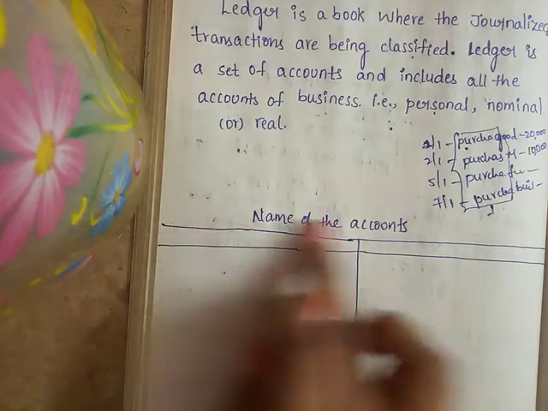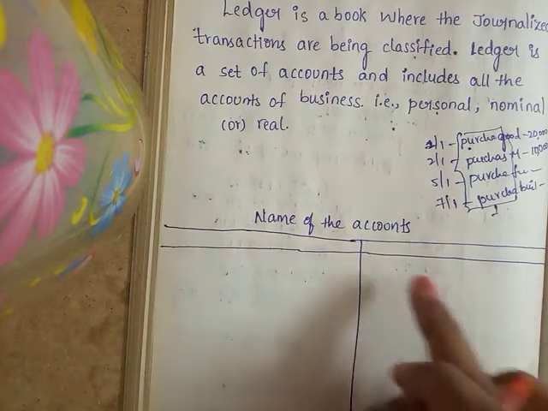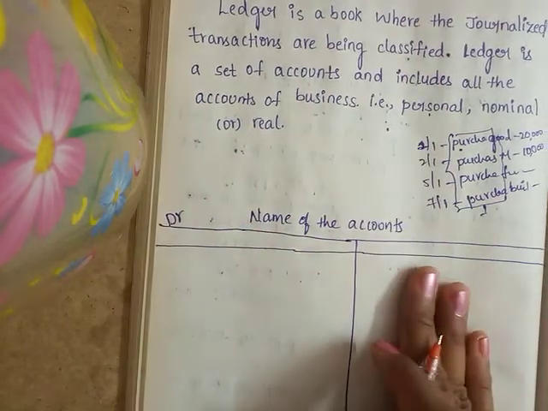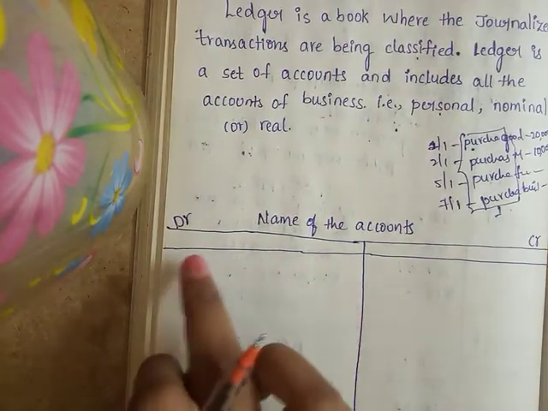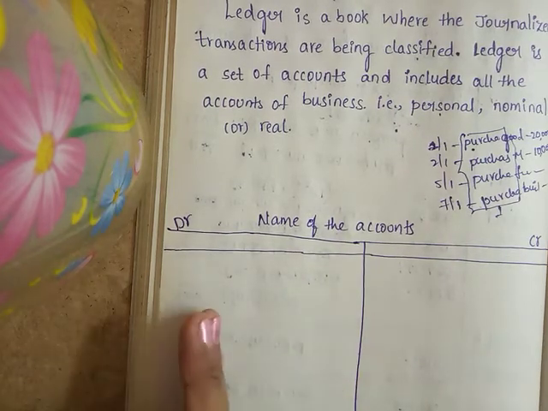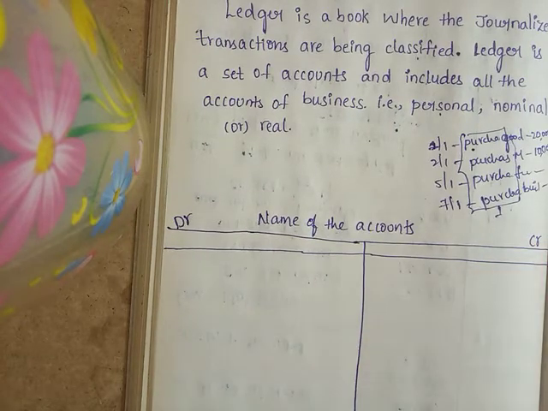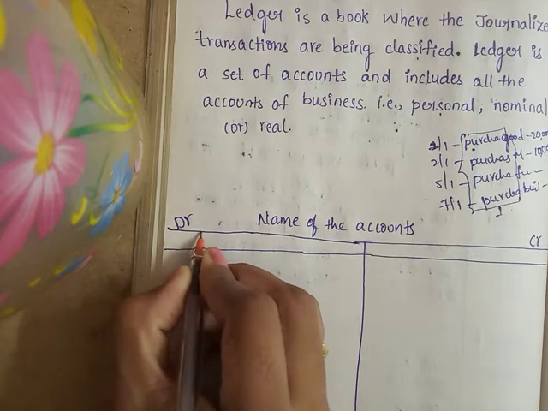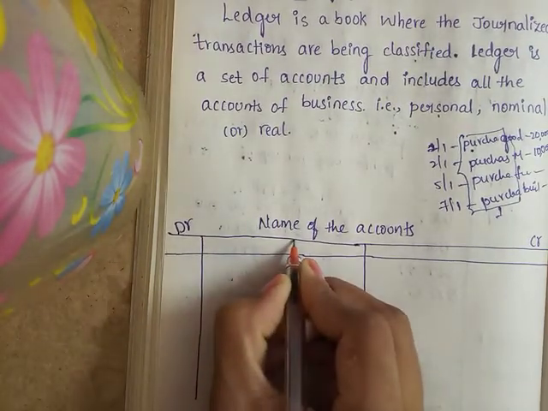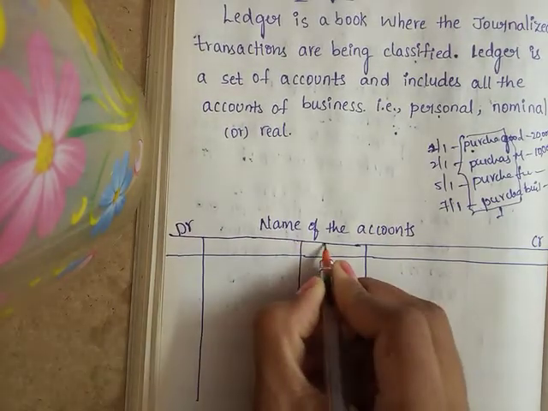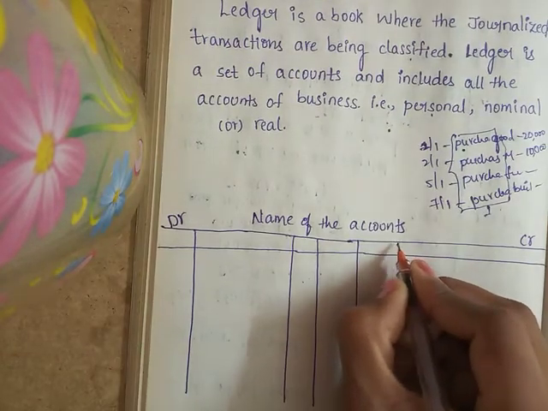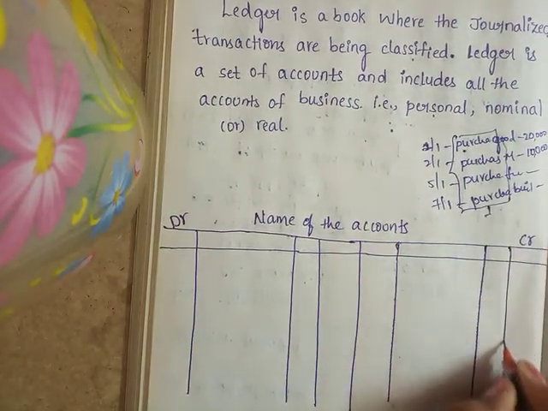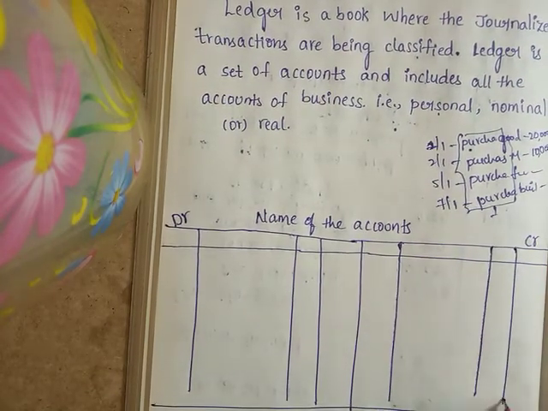It is in the form of a T shape. Remember that the account is in the form of a T shape. The left hand side is known as the debit side and the right hand side is known as the credit side. The left hand side will contain 4 columns: date, particulars, LF number, amount. Same as the right side also: date, particulars, JF. So this is the form of the account.